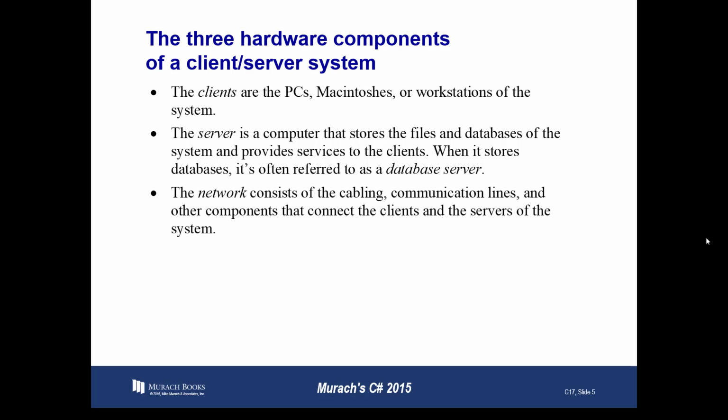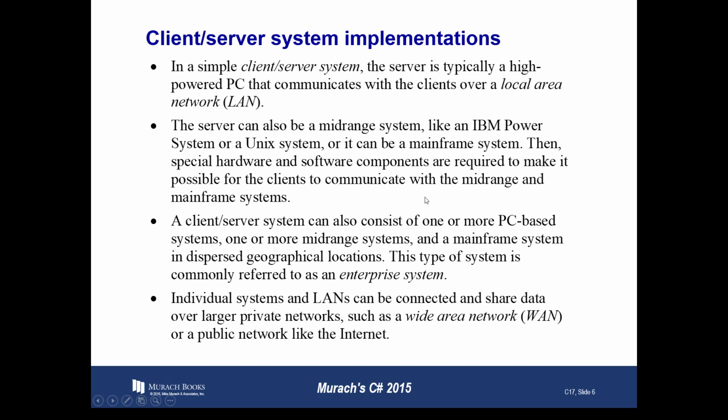And the network consists of both the actual cabling and non-cabling parts of the system that allow you to talk directly or indirectly to the database server. All right? In a simple client-server system, the server is typically, as it says, a high-powered PC that communicates with clients over a LAN or local area network. Doesn't have to be that. Could be a much more powerful machine than a PC. Could be that there is no direct connection as you typically have with a LAN. It could be a WAN, a wide area network. All right? And that's what they're saying in the second bullet there.